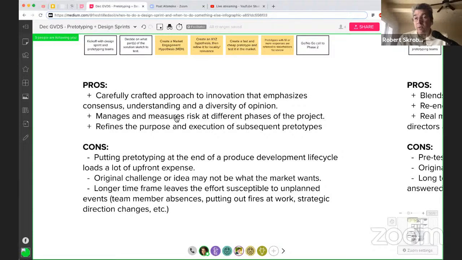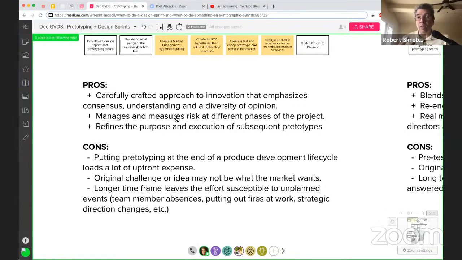Also, the longer time frame with doing a design sprint up front leaves the entire effort susceptible to different unplanned events. Someone gets sick, someone leaves the company. There's strategic directions that happen that are nobody's fault, but it's just the business wants to steer the ship in a different direction. There's new leadership that comes into play, and they have a different idea about how they want to approach innovation. All of this, especially if you have anywhere from a 2 to 3 month model with design sprints and Pretotyping, could upend it pretty fast.